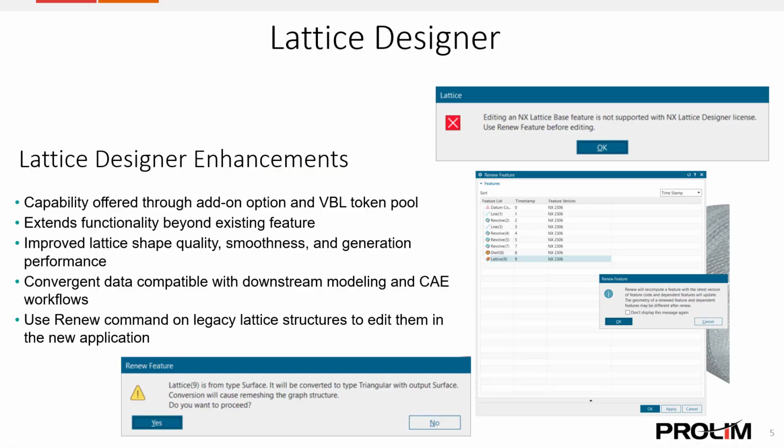Now, if we look at my slide deck here and get back into that, you can see within the new Lattice Designer, here are some of the enhancements we have. These capabilities are now offered as an add-on, along with also being in the token. If you've ever used the tokens, what the tokens do is you can purchase so many tokens a year, and you can check in and check out those tokens and get different features, a lot of different applications within there. The other things we added is improved quality, smoothness, and generation performance, so things generate a lot faster than they have in the past.